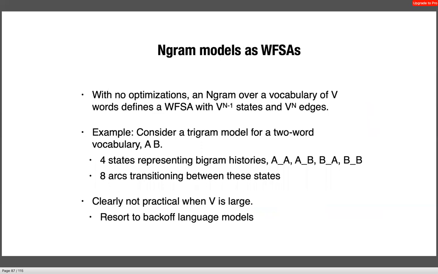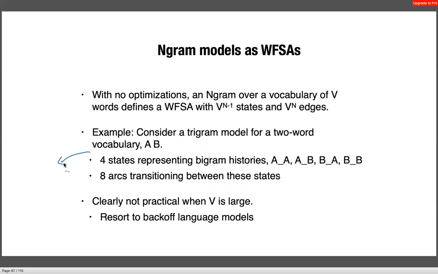Now I want to come back to a representation of Ngram models, which we briefly looked at in the last lecture, where we showed how an Ngram model could be naively represented as a weighted finite state acceptor with V raised to n edges and V raised to n minus 1 states, where n is the order of my Ngram model. We explicitly looked at constructing this machine for a particular example, and we said this is not really practical when V is large.